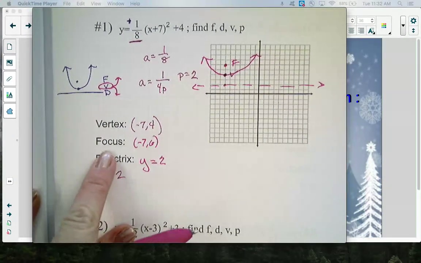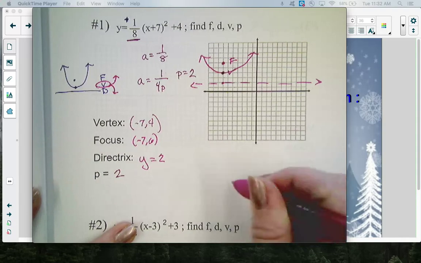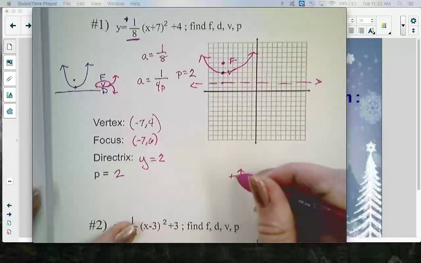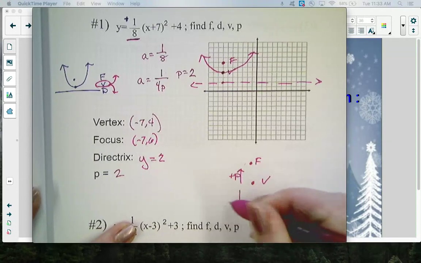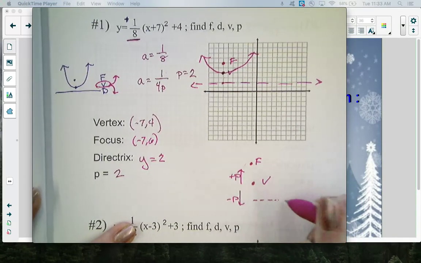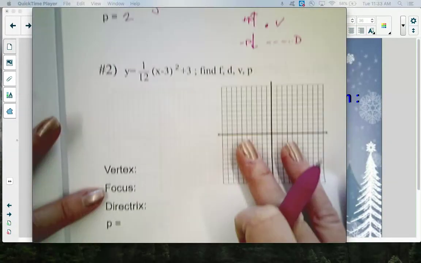Remind me, how did I get that focal point again? I had my vertex, right? I went up my focal length. That gave me my focus. I went down my focal length, and that gave me my directrix. All right, let's take a look at another one. You'll start to see the pattern.